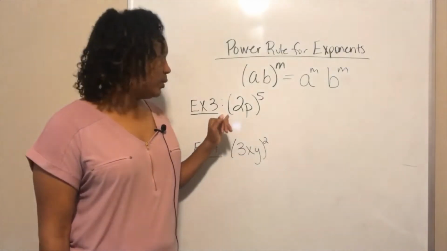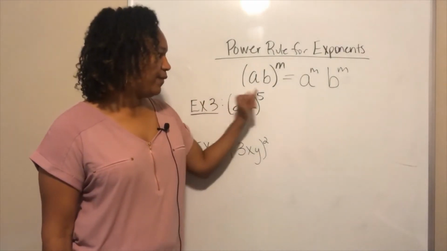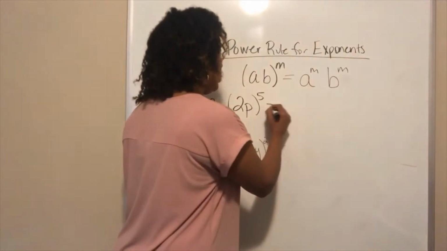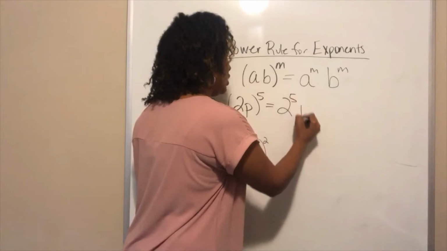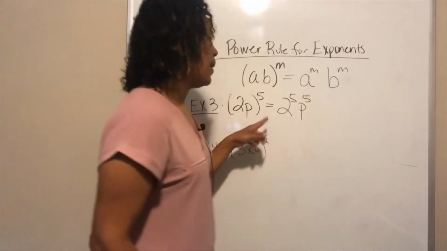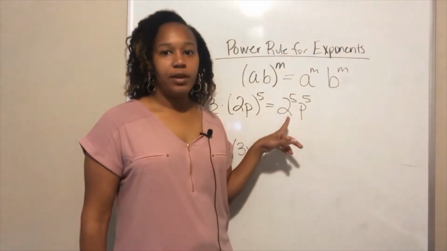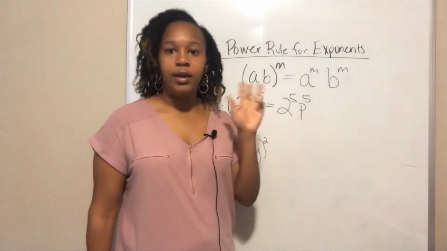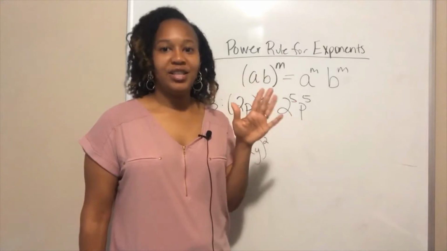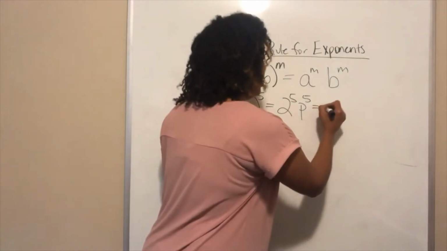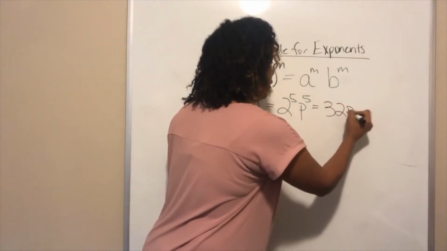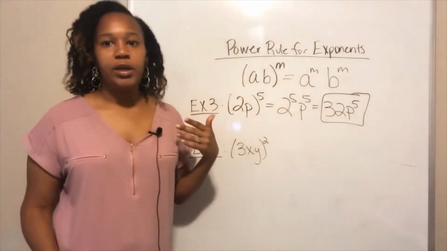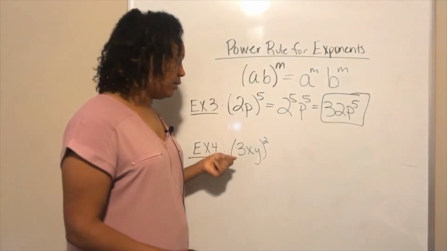For example 3, we want to raise 2p to the 5th power. So since I have more than one thing in parentheses, this exponent of 5 applies to both of those things in the parentheses. We can calculate 2 to the 5th. 2 to the 5th is 2 times 2, which is 4, times another 2, which is 8, times another 2, which is 16, times another 2, which is 32. So we'll replace 2 to the 5th with 32, and that becomes 32p to the 5th. We don't know what p is, so we have to leave it as p to the 5th.